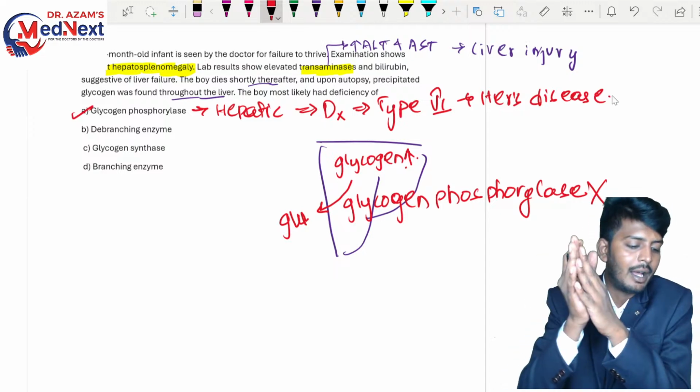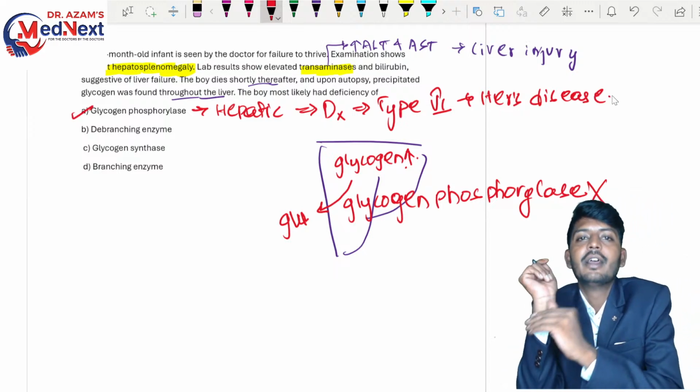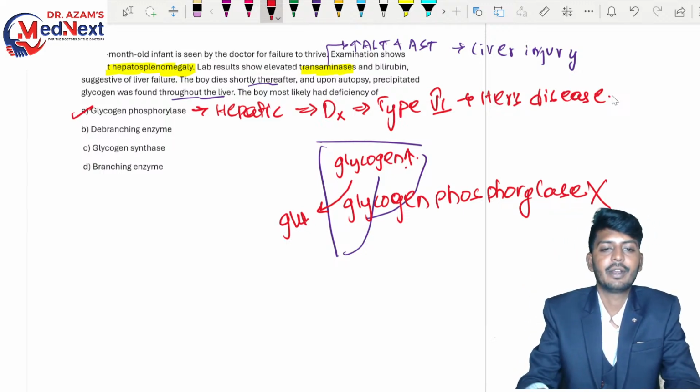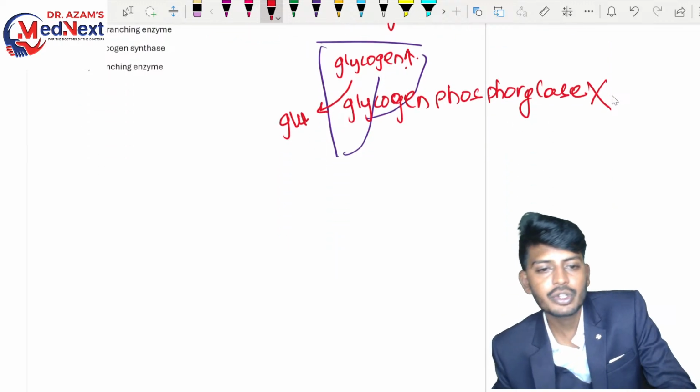The answer is Hirsch disease. So this is the story of your hepatic glycogen phosphorylase deficiency. Okay, so let's continue to the next question.